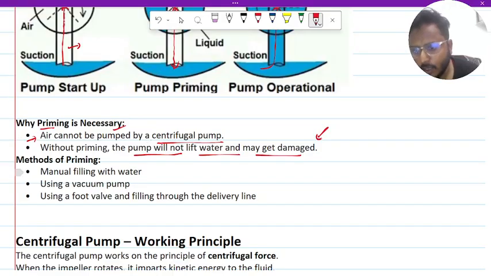Method of priming, as we have seen: the manual filling of the water using a vacuum pump, so that we can remove all the air, using a foot valve and filling through the delivery line.